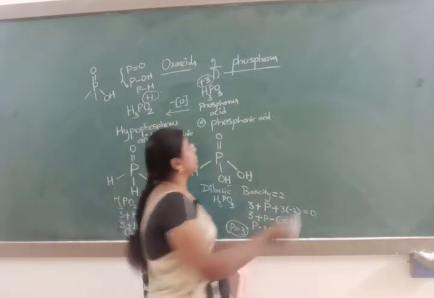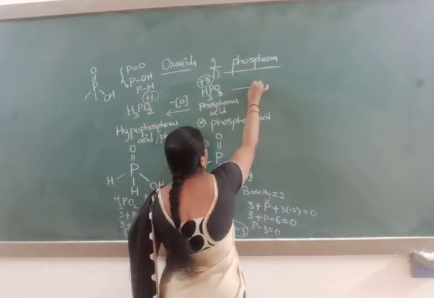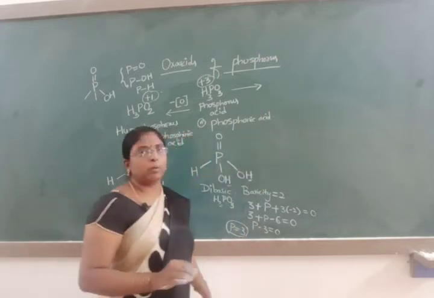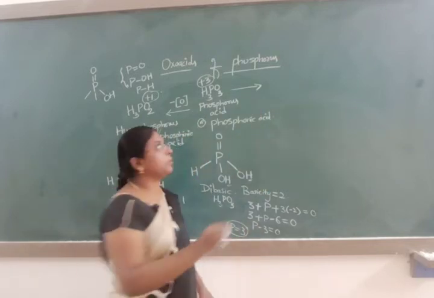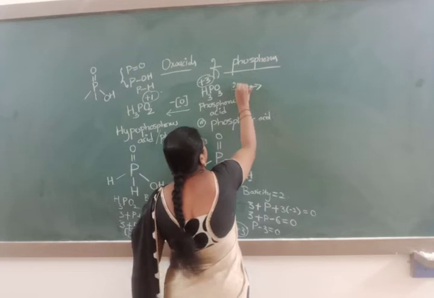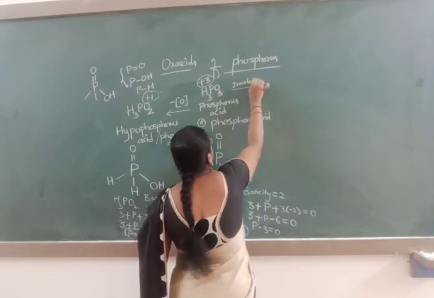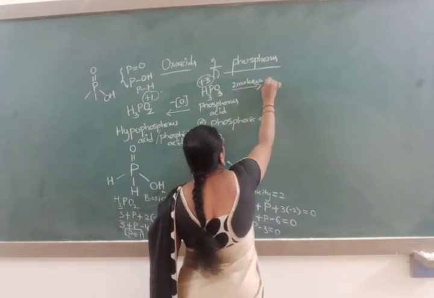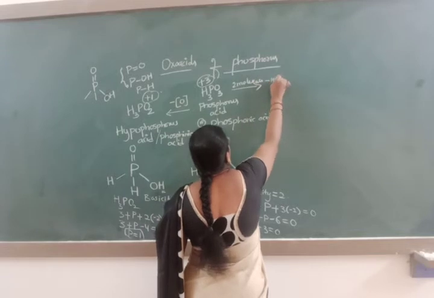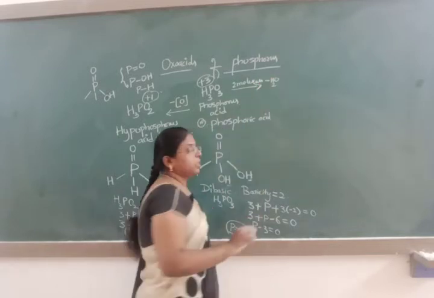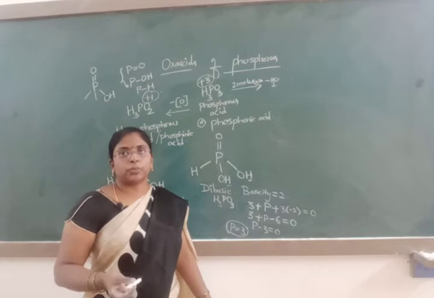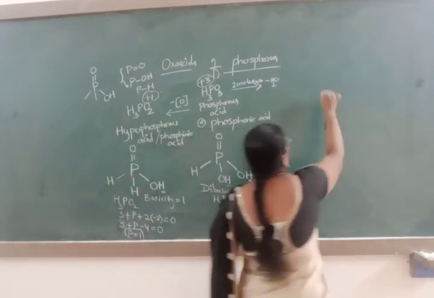Another compound we can write using this same compound: if we take 2 molecules of H3PO3 and remove a water molecule, we get a structure known as pyrophosphorus acid. What is it known as?